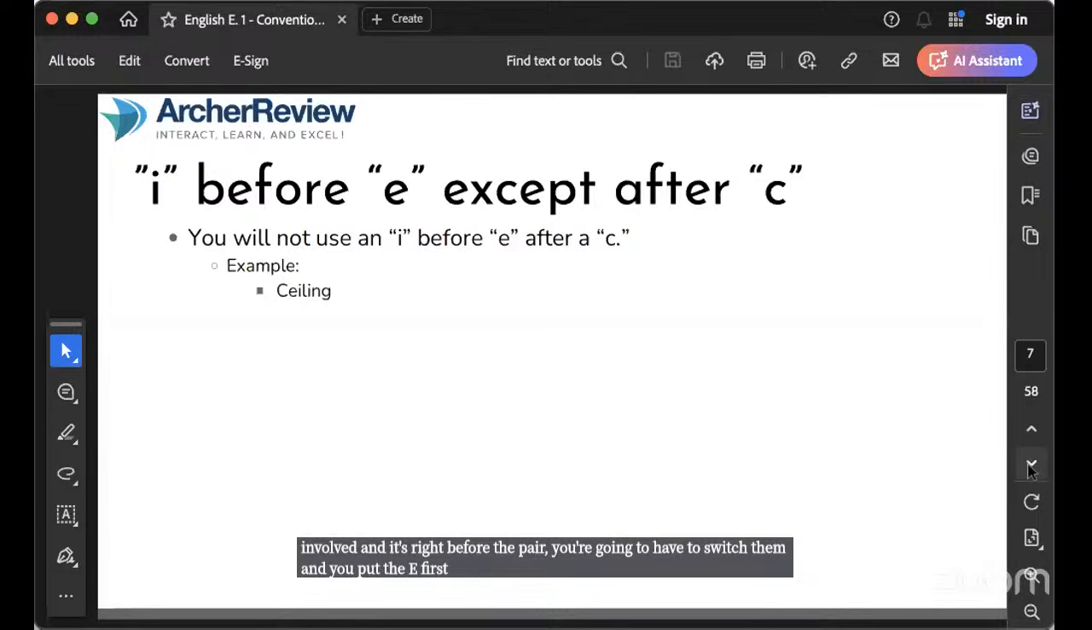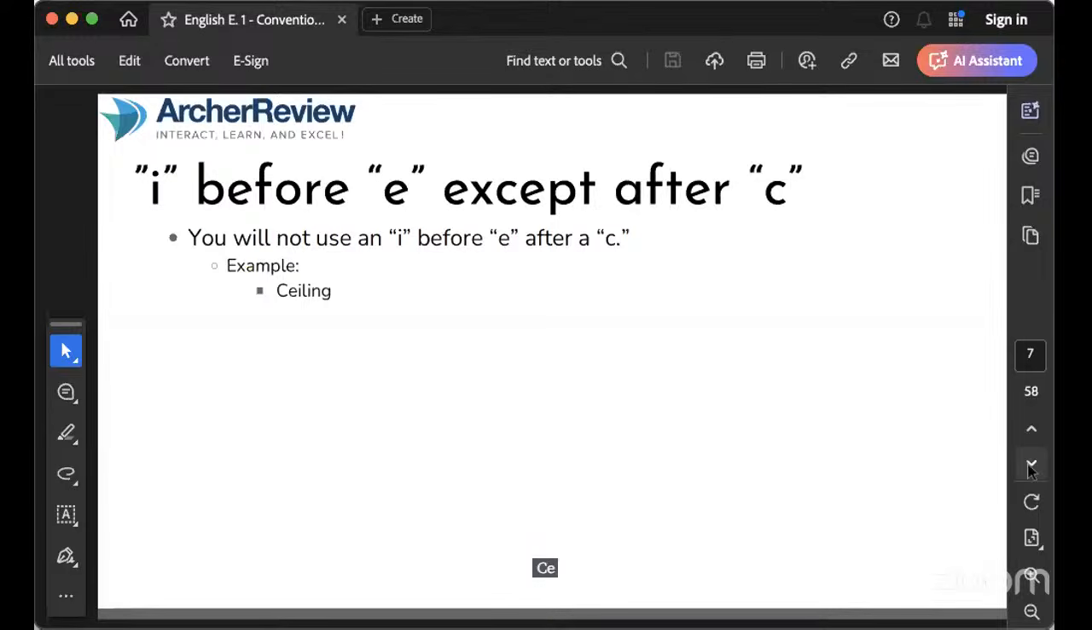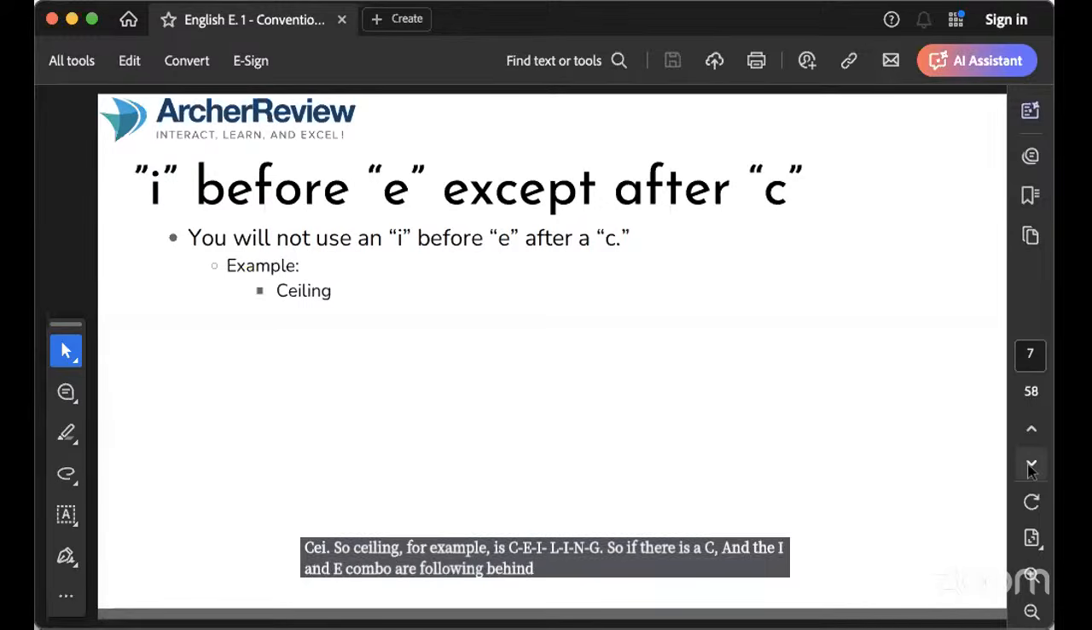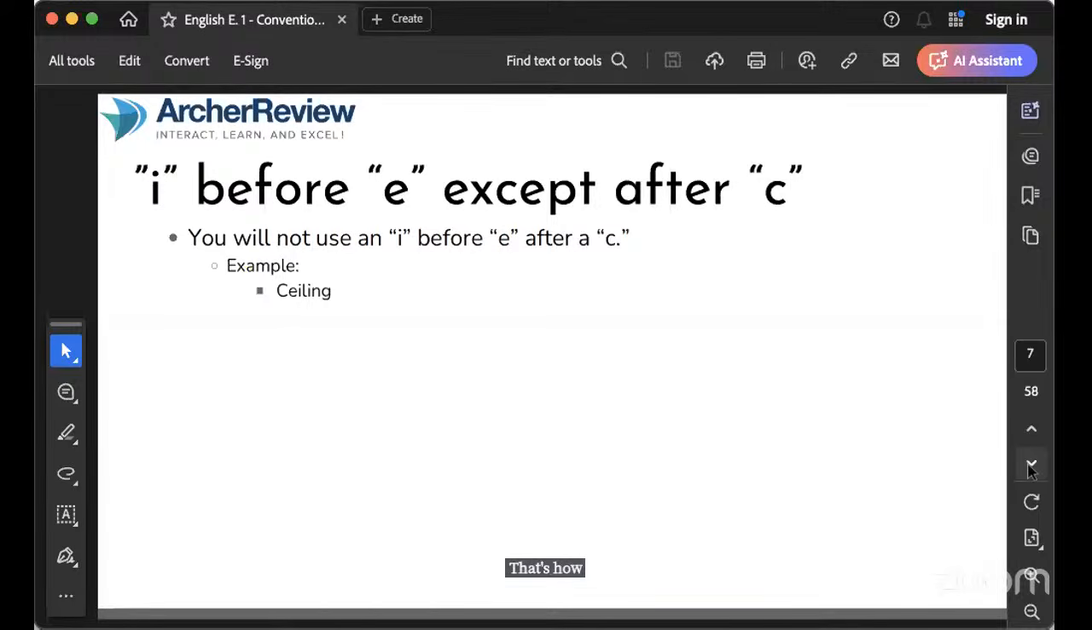So you put CEI. Ceiling, for example, is C-E-I-L-I-N-G. So if there is a C and the I and E combo is falling behind it, you don't follow the I before E, you put the E in front instead. That's how that general rule that we've grown up hearing is applied.